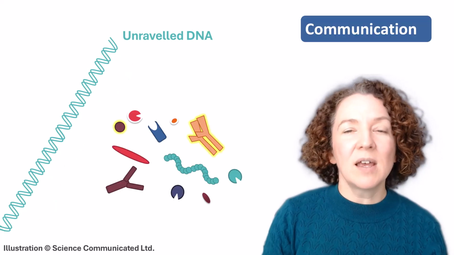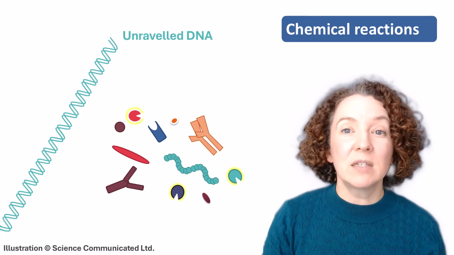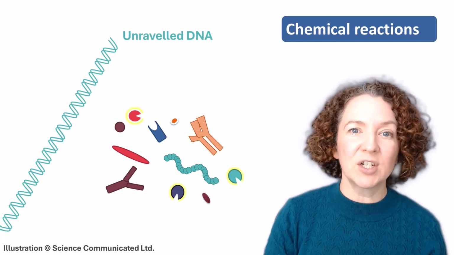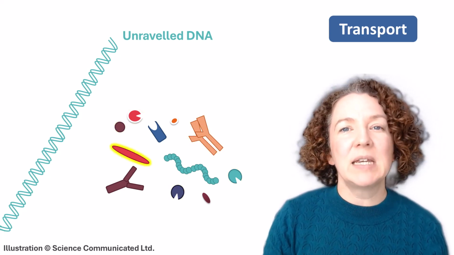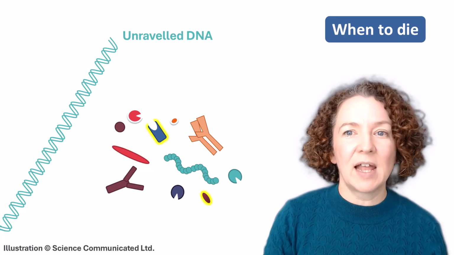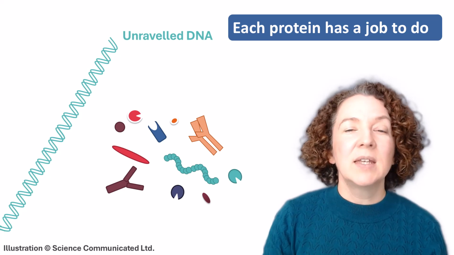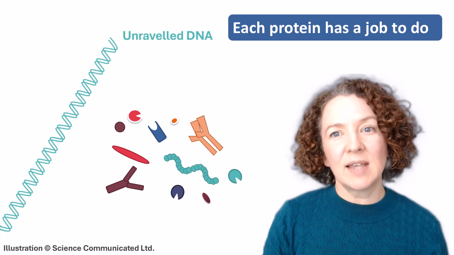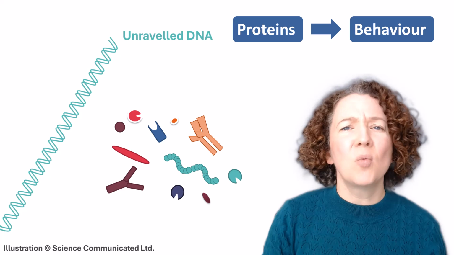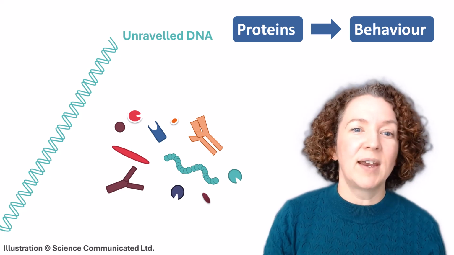Some proteins are necessary for the cell to communicate with its neighbours. Some proteins are the catalysts for chemical reactions. Some are transport proteins that move things around, and some proteins can even tell the cell when to die. Each protein has a job to do. Together, the proteins in a cell determine what it looks like, what jobs it's doing, and whether it chooses to multiply or whether to die.